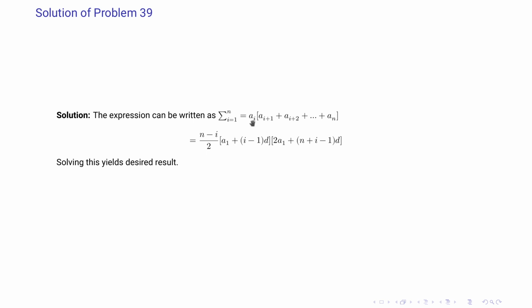Now Ai is A1 plus (i minus 1) into D. There are n minus i terms in this, so (n minus i) by 2, and Ai+1 plus An would yield us 2A1 plus (n plus i minus 1) into D. Now all you need to do is multiply all this and then take the sum over all that, and you will have the desired result. I have left that as an exercise for you.